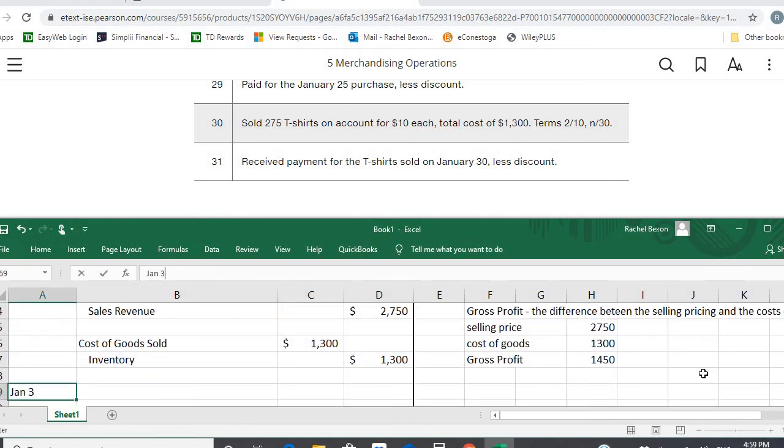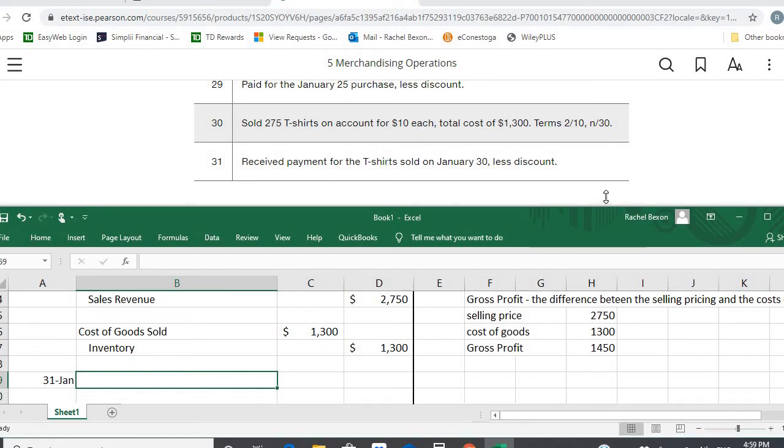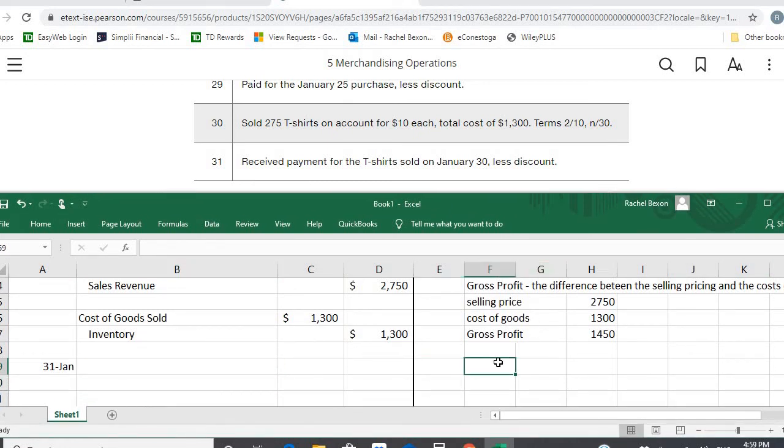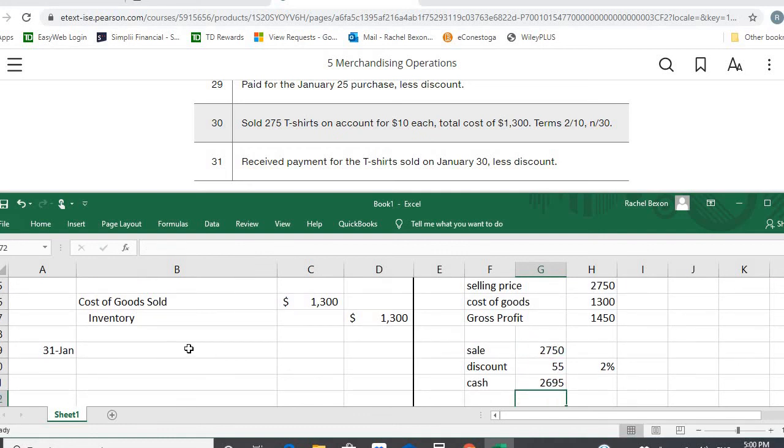The final entry is on January 31st, where we received payment for those January 30th sold t-shirts. The terms were 2/10 net 30, which means that they have achieved a 2% discount because they've paid it within 10 days. And again, the original sale was for $2,750. The amount of the discount is 2%. So if I calculate the price times 2%, I can find out that they're going to save $55 by paying early, and the amount they're going to pay us will be the difference between the original price and the discount we're offering. So we are going to receive cash in the amount of $2,695, and that is going to eliminate their outstanding debt.